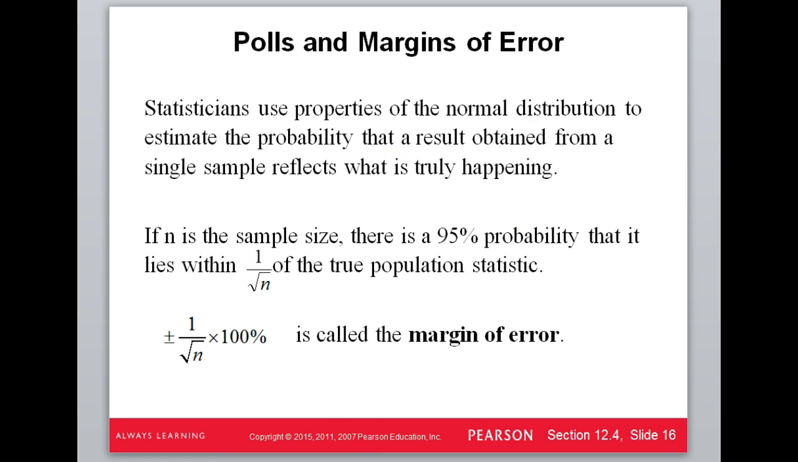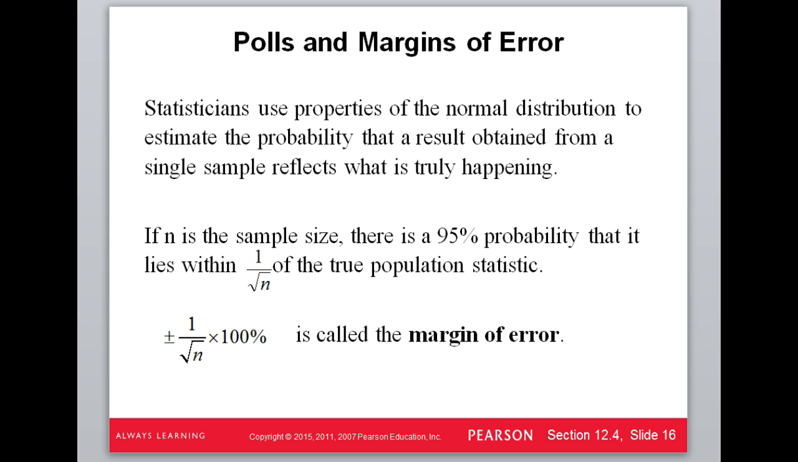So we can use properties of the normal distribution to estimate the probability that what we get from a poll reflects what is actually happening. If n is the sample size, how many people are in our poll, then there is a 95% probability that the true value, the percentage of the poll, lies within 1 divided by the square root of n of the true population parameter, or the statistic for the population.